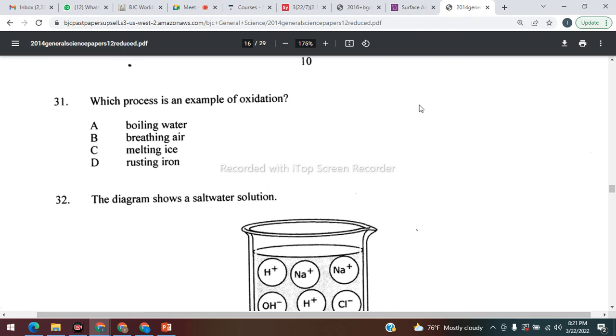Atoms. No. What does it start with? Positive, negative. No, it starts with R. Radiation. Not radiation. It starts with R: reduction. So you have oxidation and you have reduction.